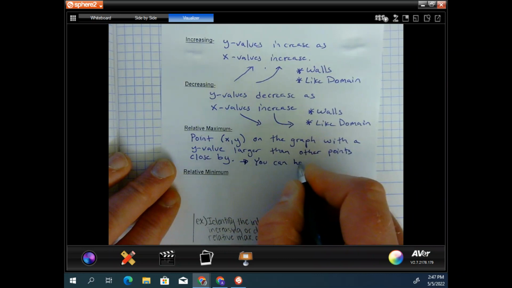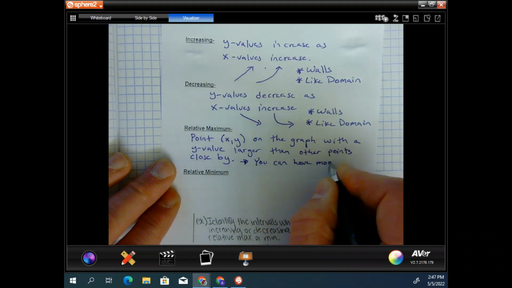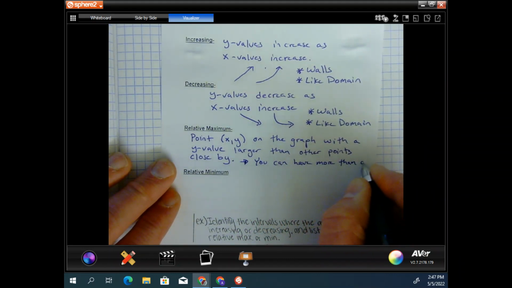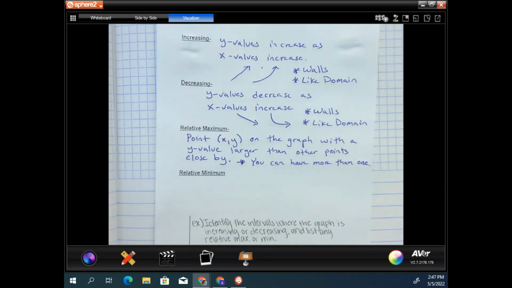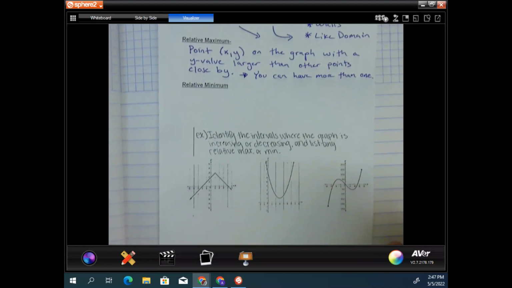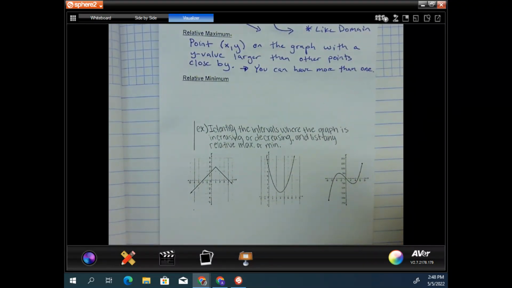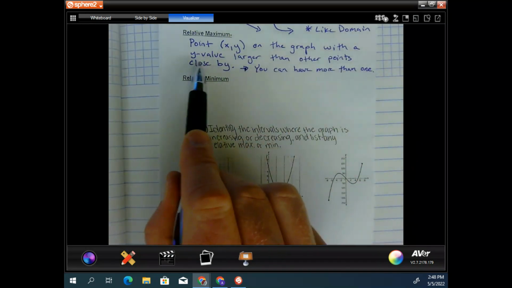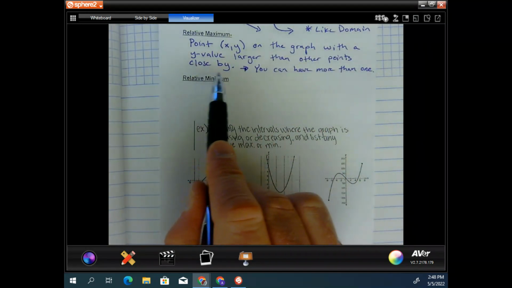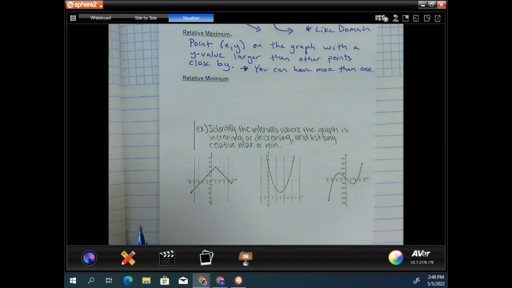You can have more than one. You can have more than one relative maximum. So it's the point x, y on the graph with a y value larger than the other points close by. You can also have more than one.